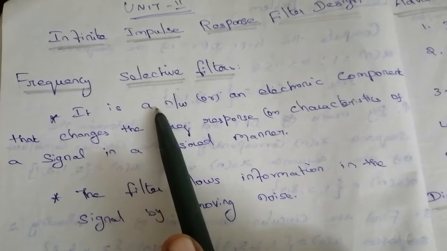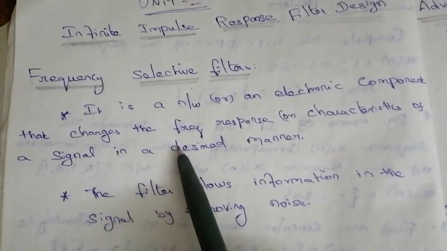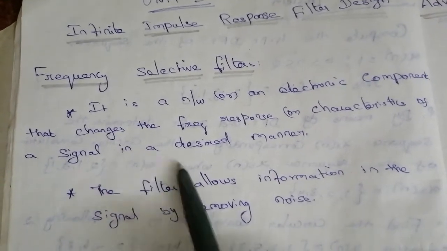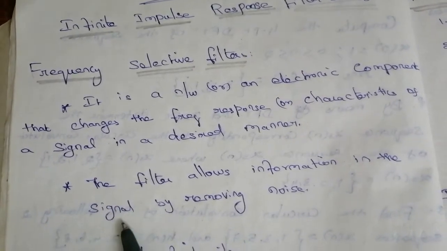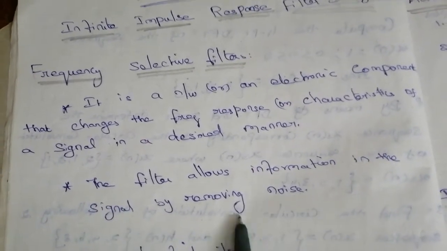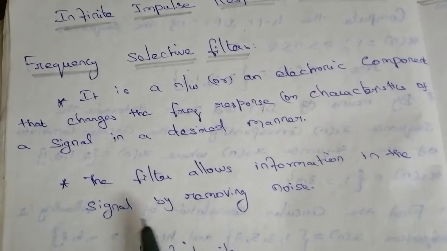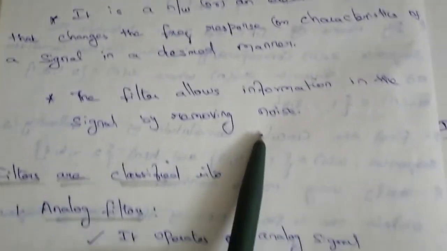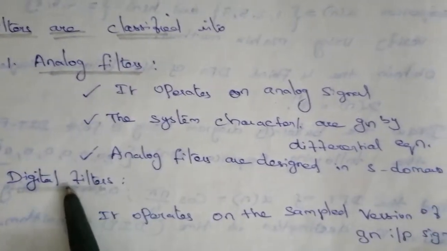So it is a network or an electronic component that changes the frequency response or characteristics of a signal in a desired manner. Right, the filter allows information in the signal by removing noise. So the filter allows information in the signal, the purpose is removing the noise, right? So this is called a frequency selective filter. Then filters are classified into analog filter and digital filter.